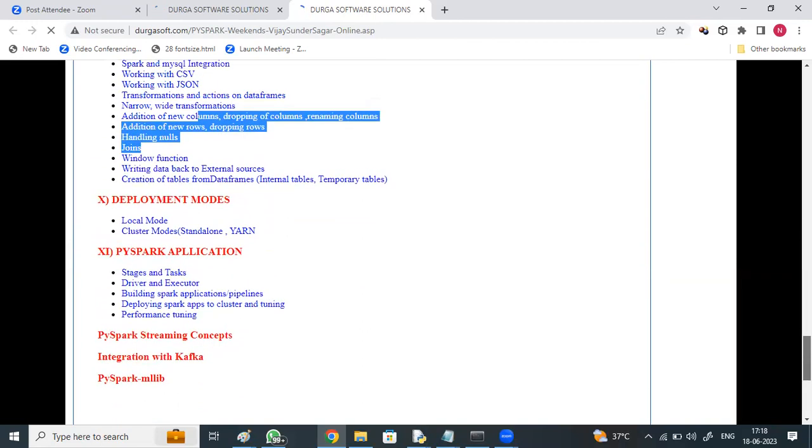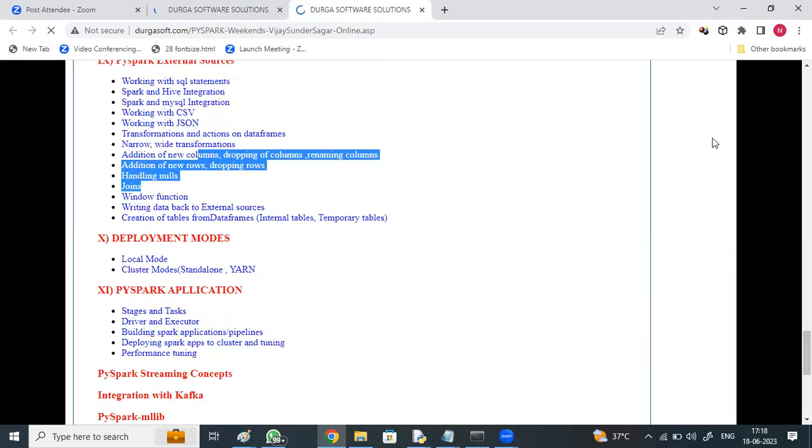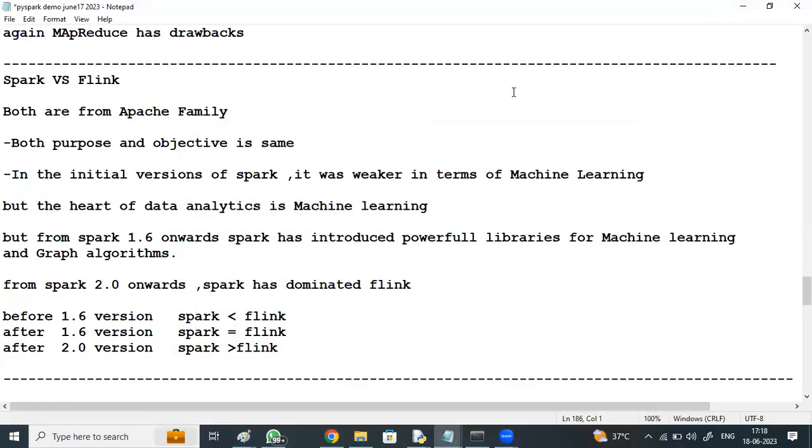And streaming concepts, integration with Kafka, and PySpark MLlib, right? So it is a very huge syllabus that we'll be discussing in brief. From next Saturday and Sunday onwards, we'll be increasing that. We'll go with 2 hours on Saturday, 2 hours on Sunday, and if needed I'll take 2.5 hours.